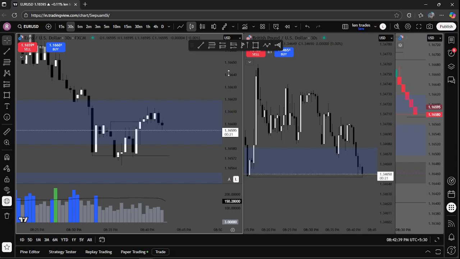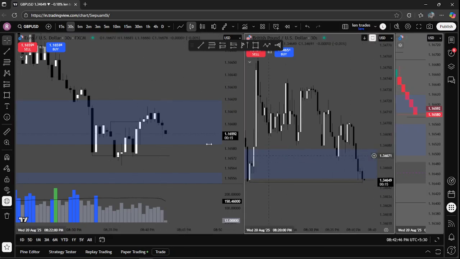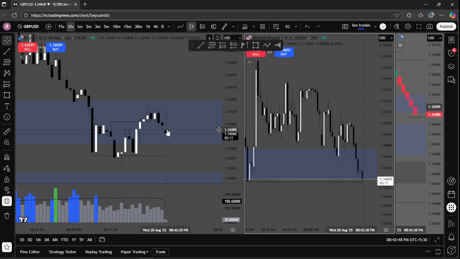Okay, we do have a bit of divergence here, but as we came here, I only want to see some level get broken. Okay, this was 37.